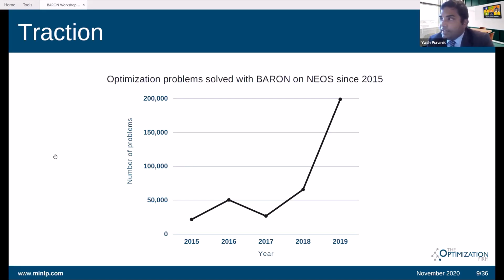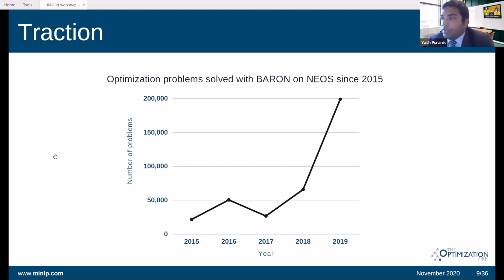I'm showing statistics here of the optimization problems that were solved with Barron via the NEOS server. So the NEOS server is an optimization service that's maintained by the University of Wisconsin in Madison. And anybody can submit a model right now and request a solution from a solver of their choice. So if any of you would like to try Barron, for instance, this is one way of trying Barron without having to purchase a commercial license.